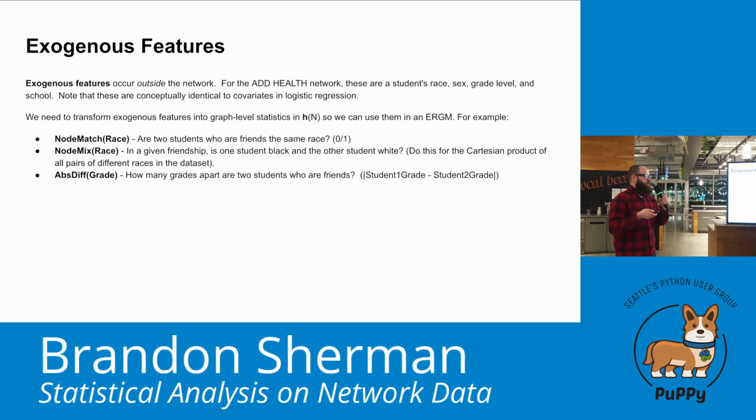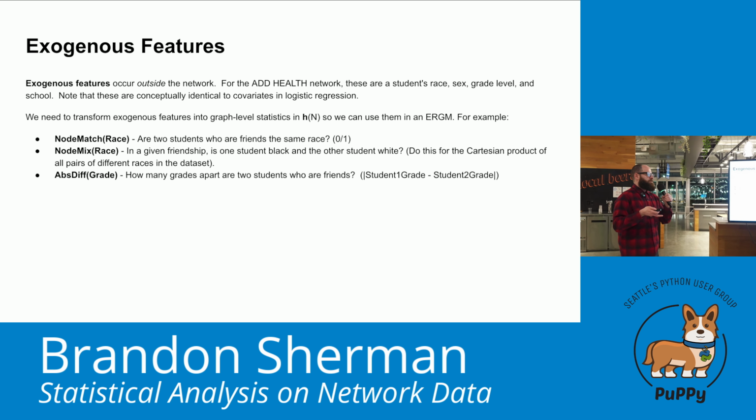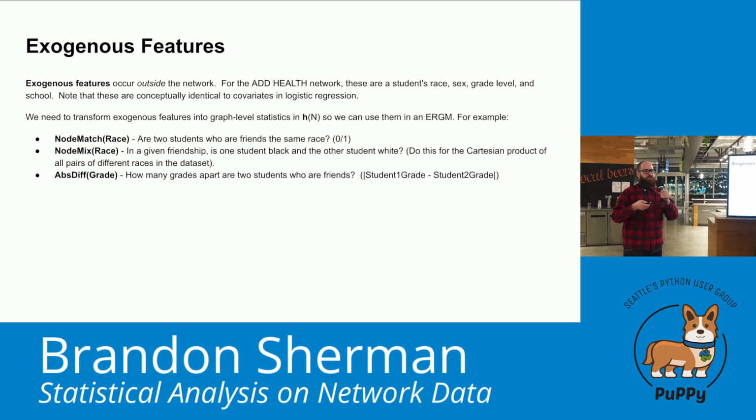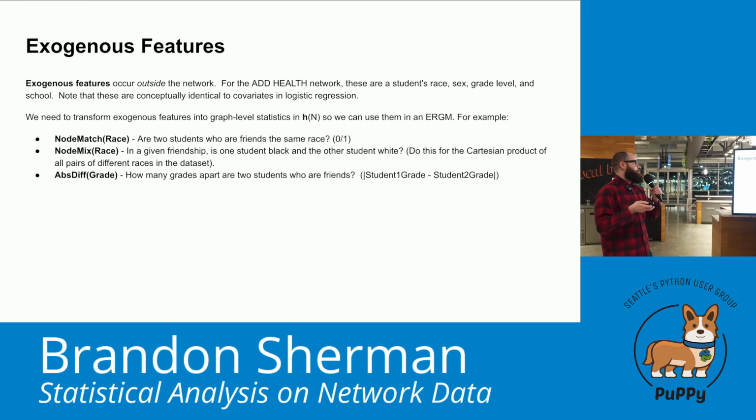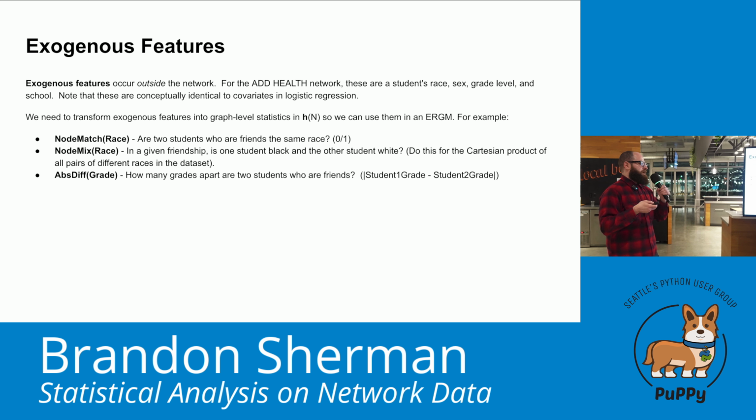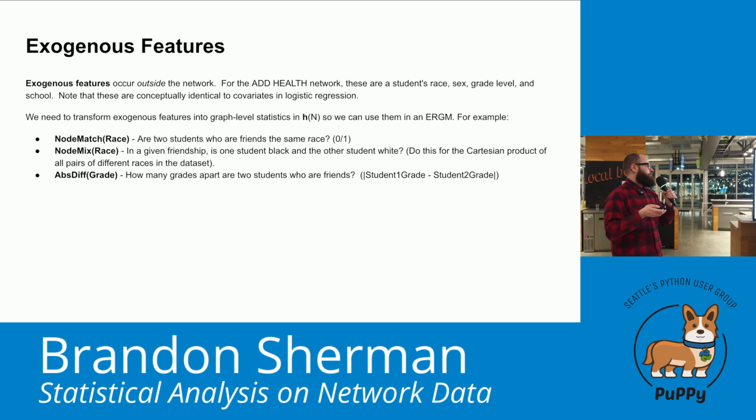So I apologize for the font size. I didn't realize this TV was going to be that tiny, but in general, there's two categories, exogenous and endogenous. Exogenous features are kind of like those in any statistical analysis. They're things that happen outside the network. They don't deal with the adjacencies. So that's things like the student's sex, race, and grade level.